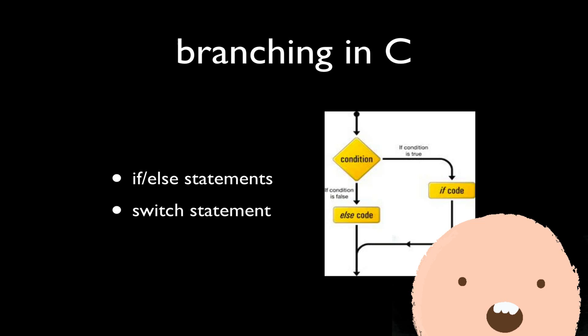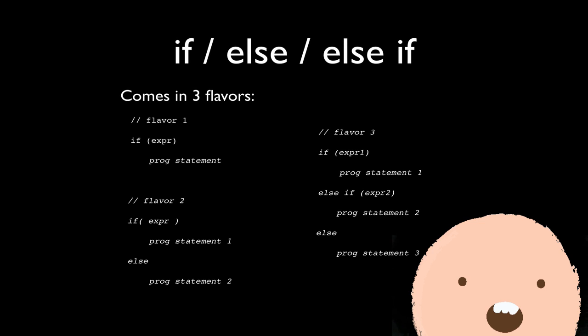So let's take a look at branching. So we've got essentially two ways to branch in C. We can use if and else statements or if-else if statements, and we can also use what's called the switch statement. So the if statement comes in several flavors. In flavor 1, we can simply say if some expression and then a program statement or a block of statements, and that's the end of that.